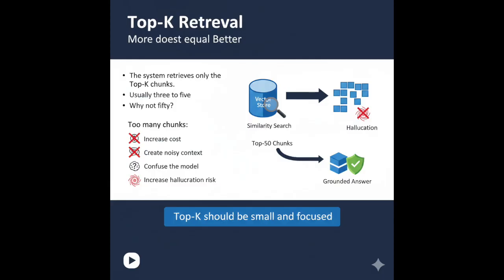Part 5, top K retrieval, very important. The system retrieves only the top K chunks, usually 3 to 5. Why not 50? Because too many chunks increase cost, create noisy context, confuse the model, and increase hallucination risk. This is an exam rule to remember. More context does not mean better answers. Top K should be small and focused.